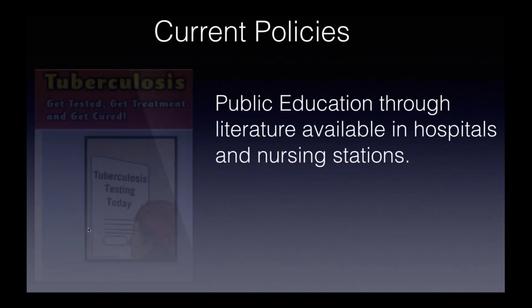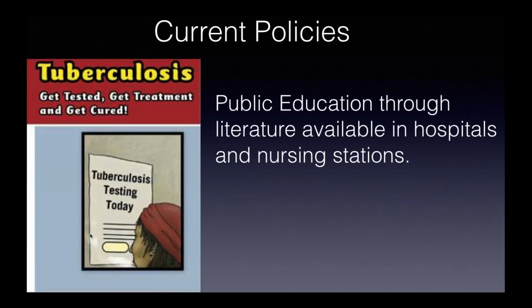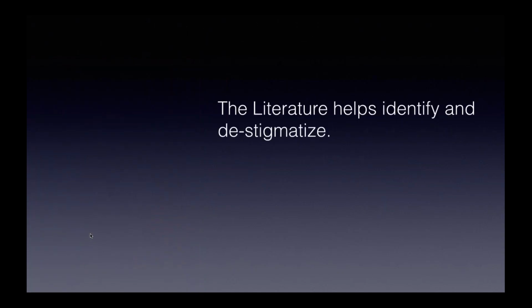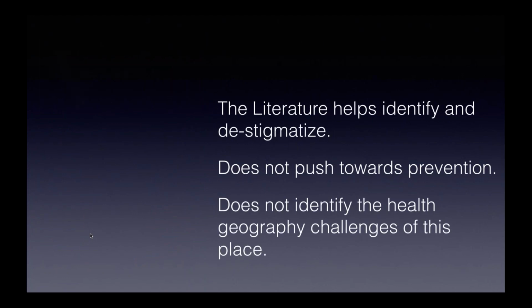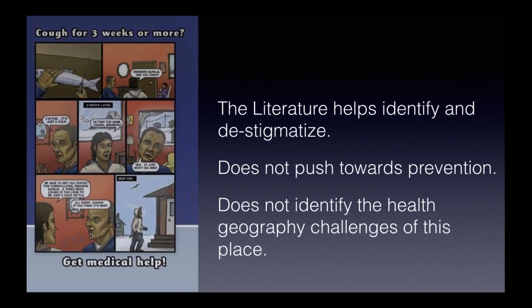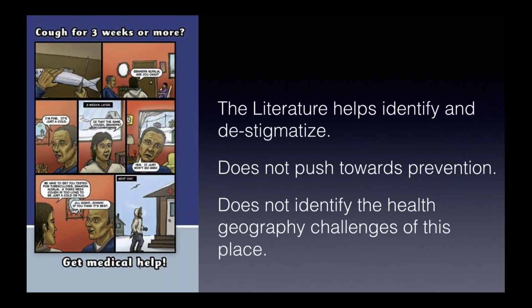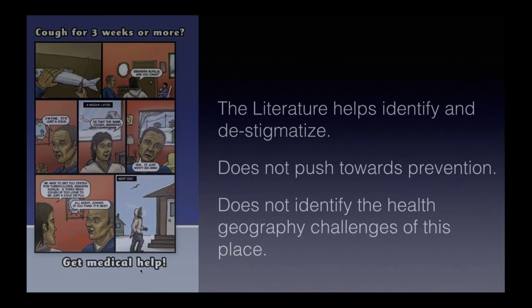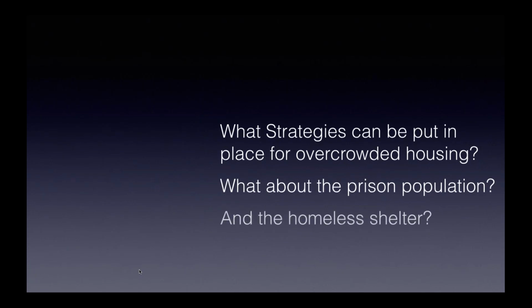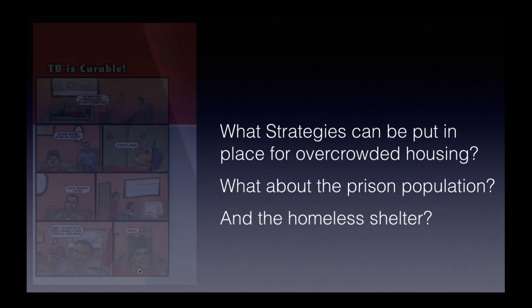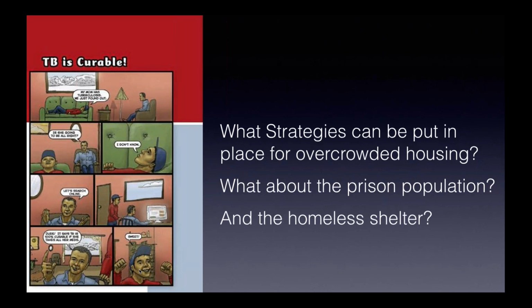But public health education doesn't really touch on that, right? We see that there's literature available to try to destigmatize the issues of tuberculosis, but it doesn't really push towards prevention, right? So ads like this may help people normalize living with tuberculosis, but it doesn't really do much for giving sound advice on how to prevent it. And when you look at those who are at the highest risk, they're also those who are the most vulnerable. What can we do for strategies in this area?